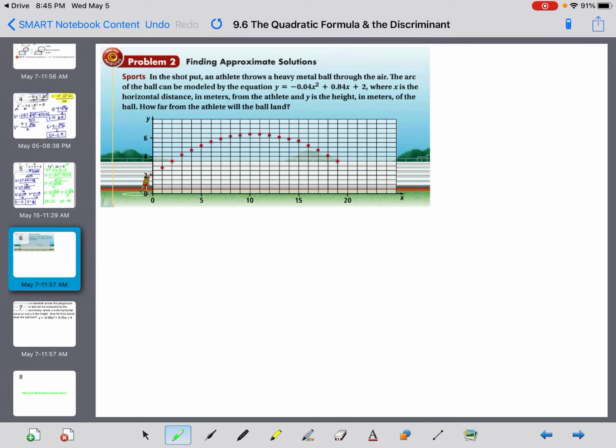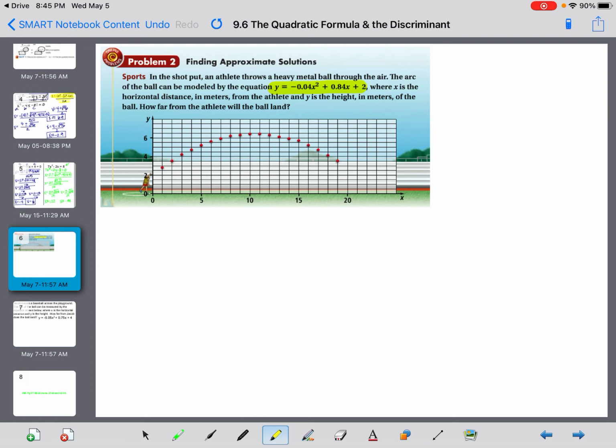Okay, word problem. In the shot put, an athlete throws a heavy metal ball through the air. The arc of the ball can be modeled by the equation y is equal to negative 0.04x squared plus 0.84x plus 2. x is the horizontal distance in meters, so how far forward it goes from the athlete, and y is the height in meters of the ball, how high it goes. How far from the athlete will the ball land?